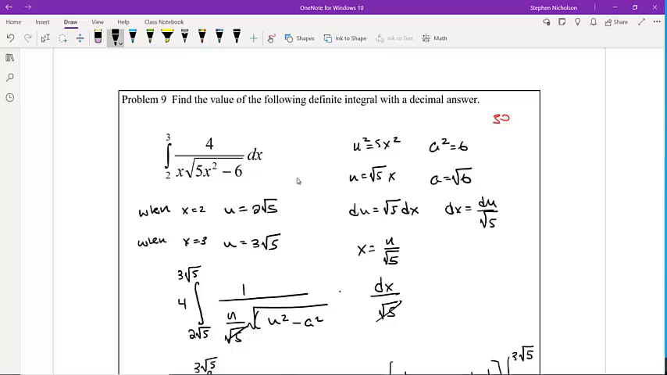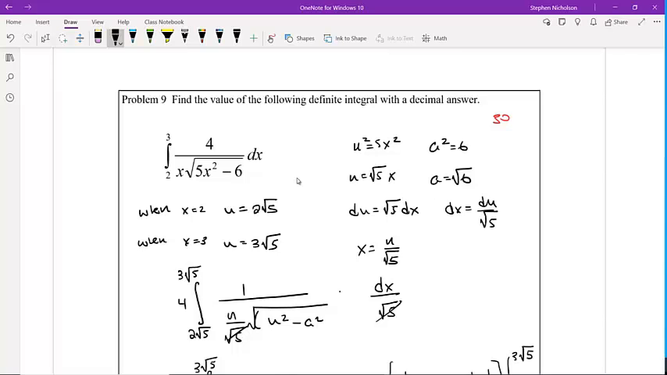So when you take the derivative here to get du, you get the square root of 5 dx, or dx is du divided by the square root of 5. You also have to change the limits from 2 to 3. So you plug x into here, so you get square root of 5 times 2 and square root of 5 times 3. Or the other way around, 2 square root of 5, 3 square root of 5. So those are my limits. So you can see I can make these substitutions.